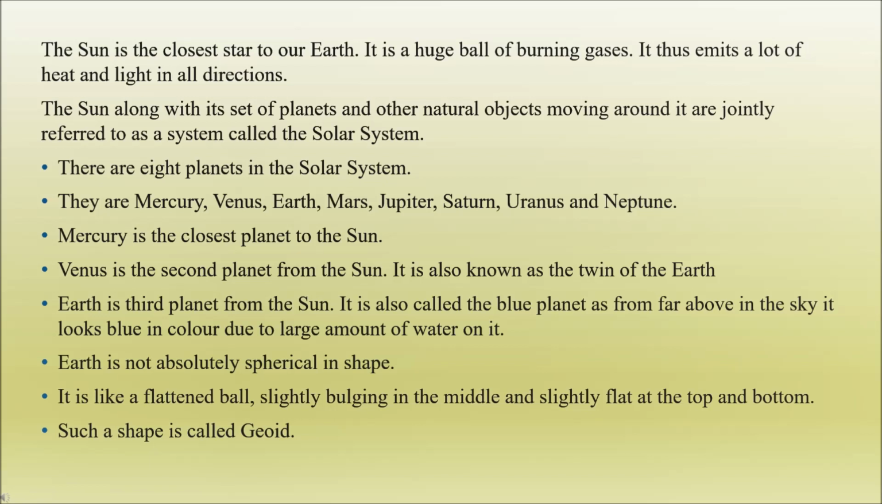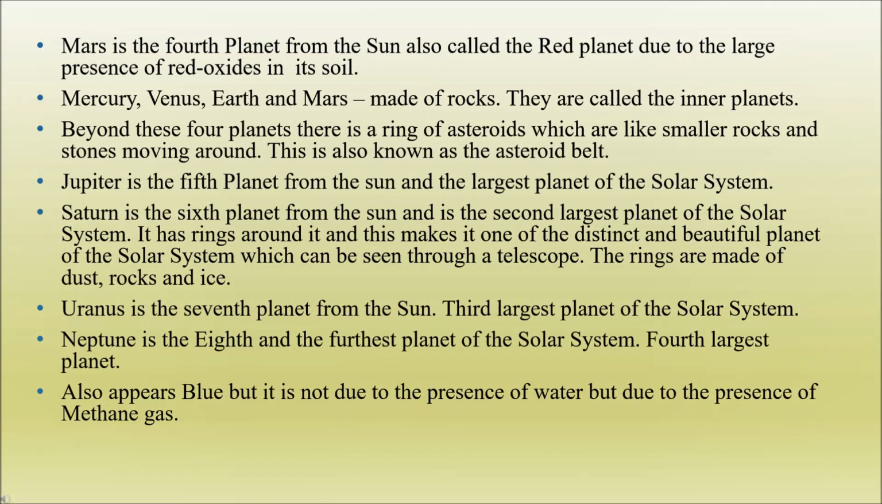Earth is not absolutely spherical in shape. It's like a flattened ball, slightly bulging in the middle and slightly flat at the top and bottom. This shape is called a geoid shape. So the earth is like a geoid shape. Mars is the fourth planet from the sun and it's also called the red planet due to the large presence of red oxides in its soil.